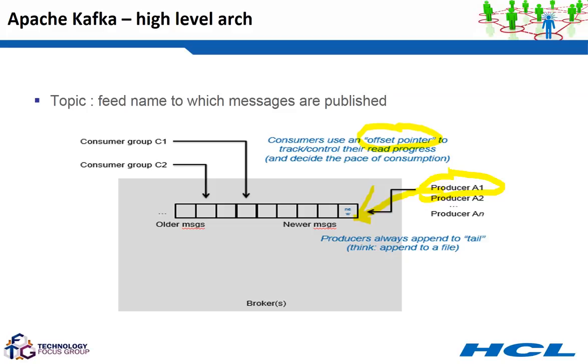So depending upon the rate at which individual consumers are processing, one consumer group, which is basically a collection of consumers processing the messages, can be reading the fifth message, while another one is still working on the second message. So it is the responsibility of the individual consumer group to tell which particular message they want to consume.